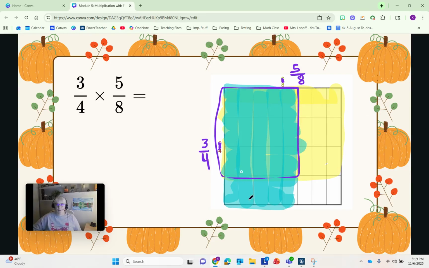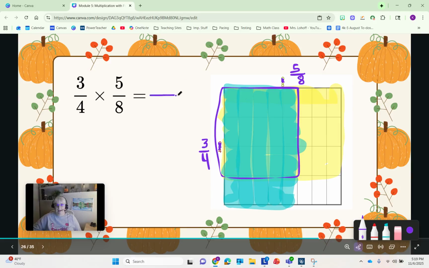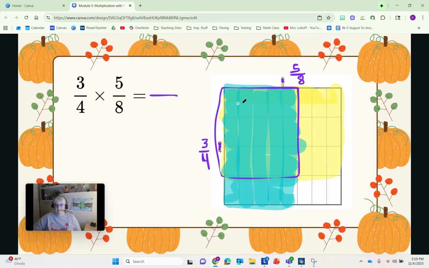I have to find out what is the total number of boxes. Well, this is a multiplication fact. I have 8 here and I have 4 here. 8 times 4 is 32. Or I could count them all.